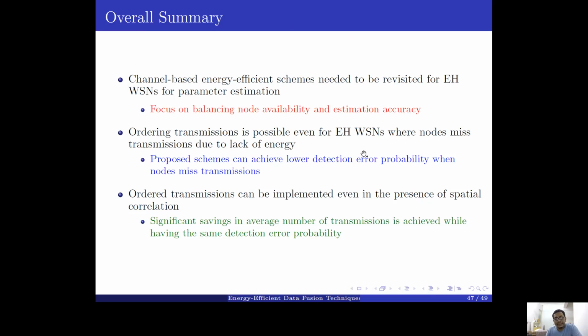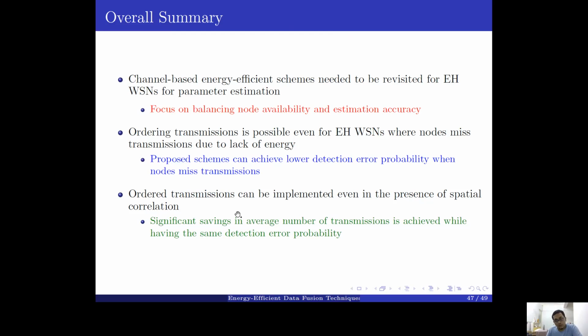Furthermore, we studied detection using order transmissions for energy harvesting wireless sensor networks and showed that even if the nodes miss their transmission due to lack of energy, using the concept of order transmissions, it is possible to obtain not only fewer transmissions compared to the conventional scheme, but also a smaller error probability when the nodes miss their transmissions.